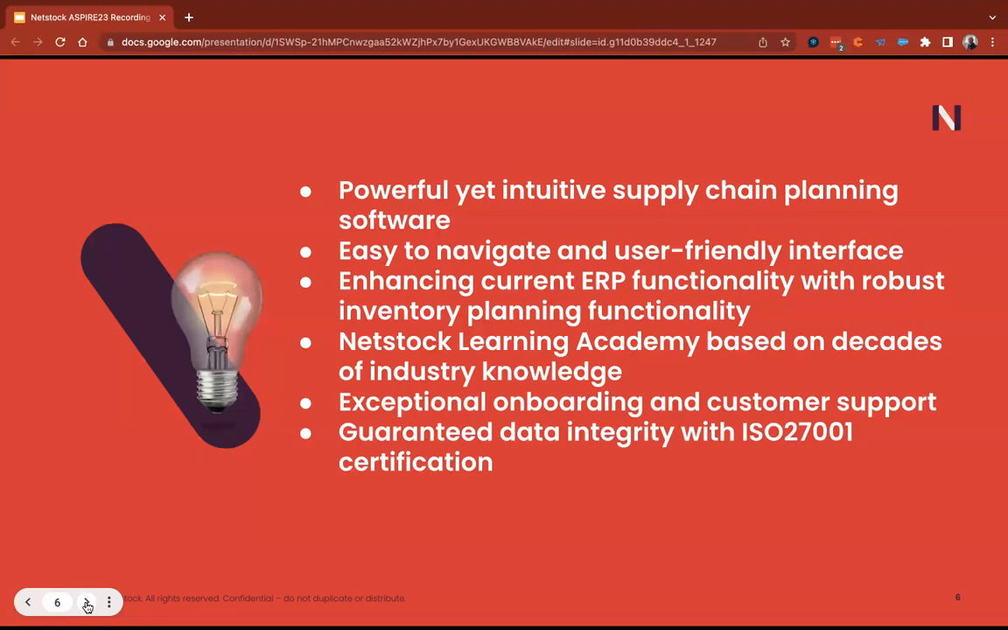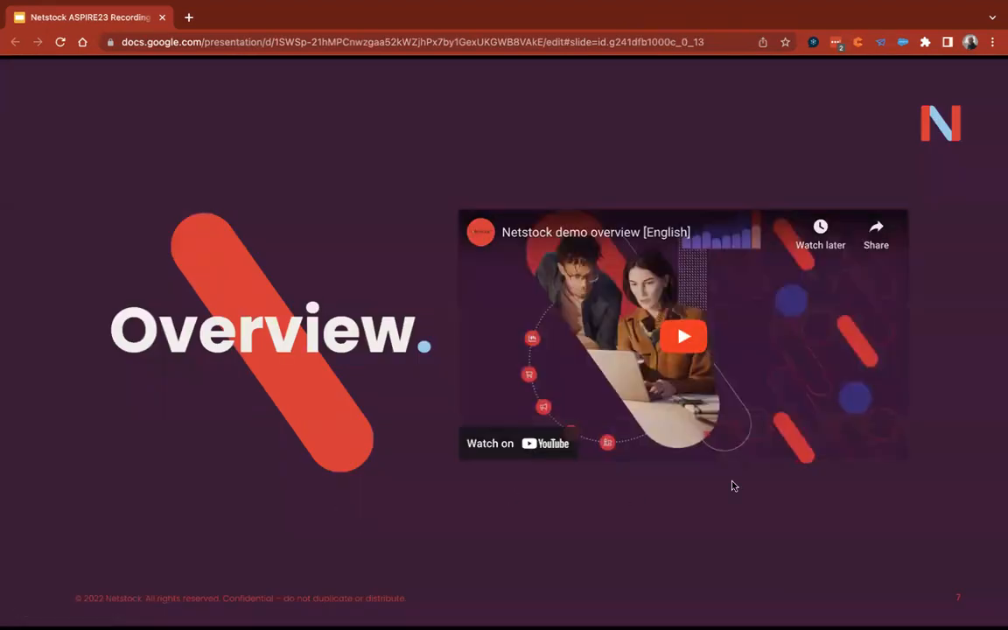All right, so that's a little bit about us, and why it's important to have a planning solution like this. And maybe let's talk a little bit about what the application does and what differentiates us from our competition. I'm going to play a quick overview just to give you an idea. Otherwise, I'm going to sit for hours explaining all the things that Netstock can do. Let's just have a look at this video, to give you a quick overview of the application.